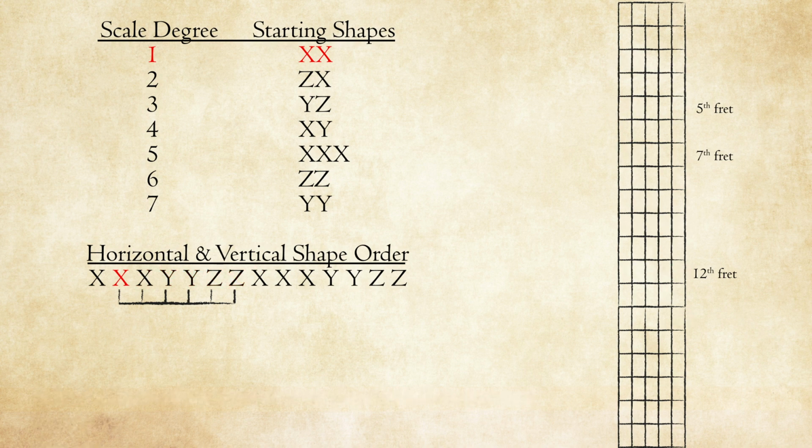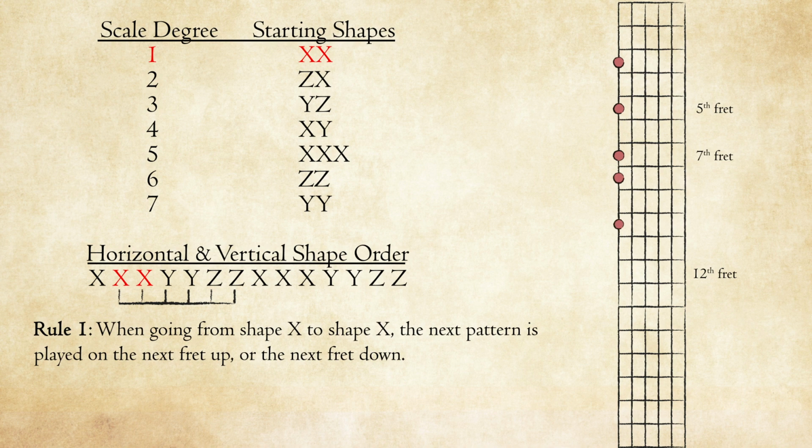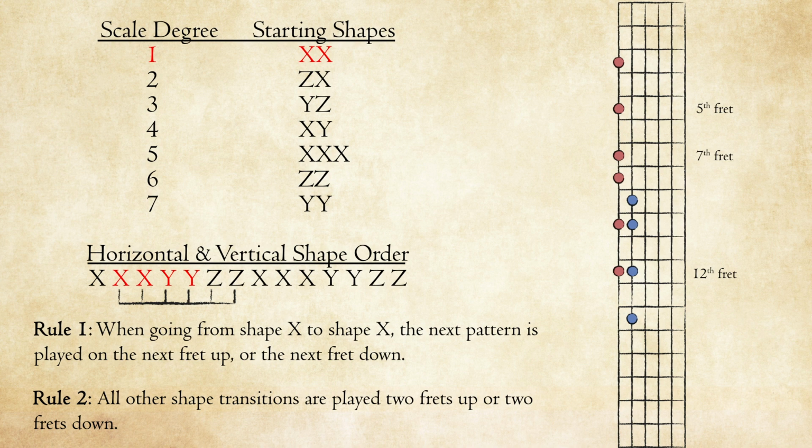In this one, we'll do 2 same string shifts. Start with X. Play your next X shape on the following fret since we're moving from X to X. Next, we'll move forward horizontally playing our Y shape. For our second Y, we'll shift up a fret since we're not moving from X to X. After that, we can build a pattern forward horizontally playing Z, Z, X, and then X again. We've just spanned 17 frets.